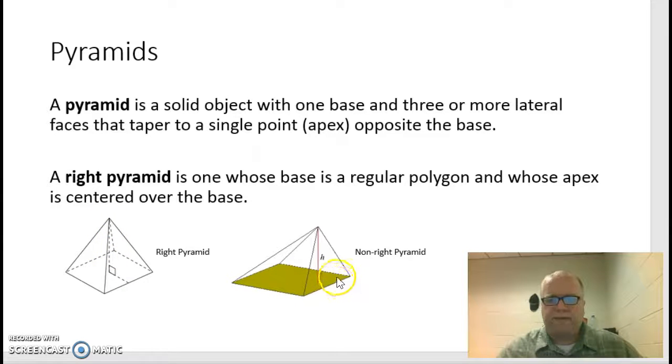This pyramid here is not a right pyramid. You can see it does have a polygon base, but the apex is centered, in this position, to the right of the center. So what we're going to be talking about in this section is mainly the right pyramids.